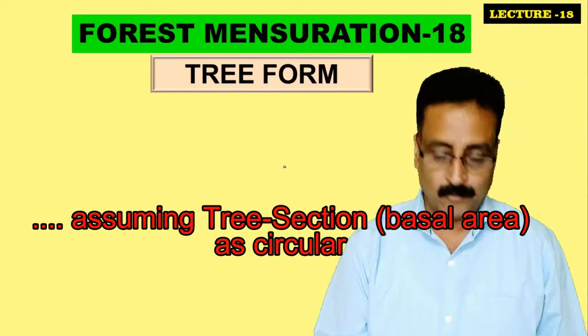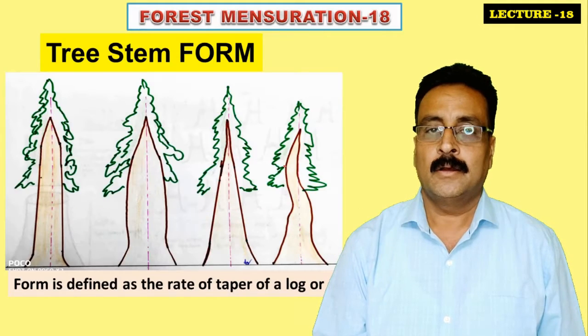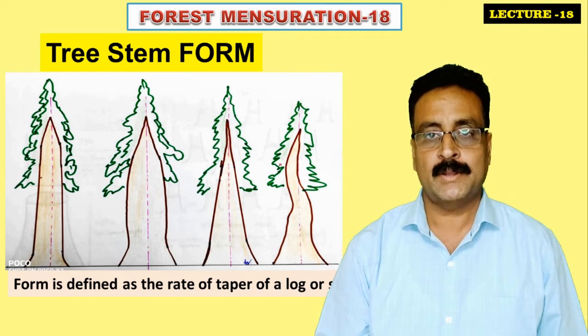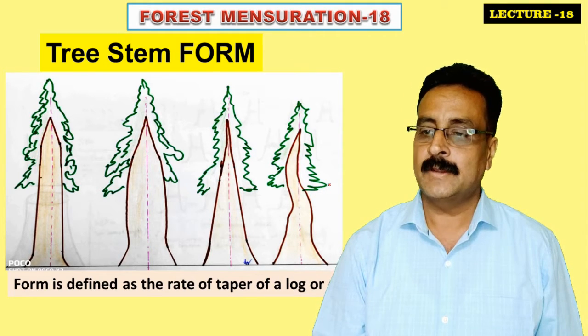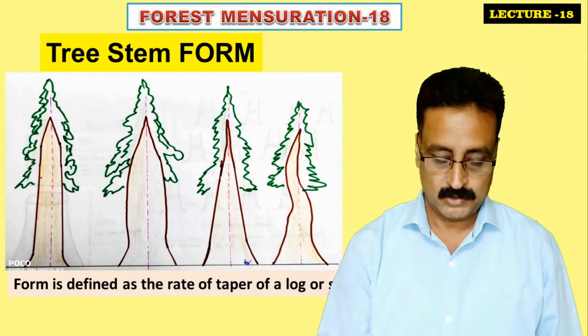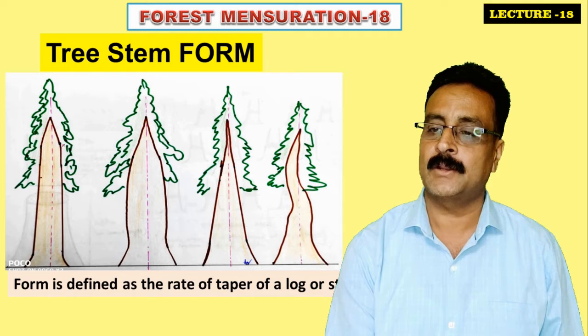So tree form factor, we can also say tree stem form. What is a form? It is a stem profile. Tree stem form is defined as the rate of taper of a log or a stem. So we see here different types of forms.